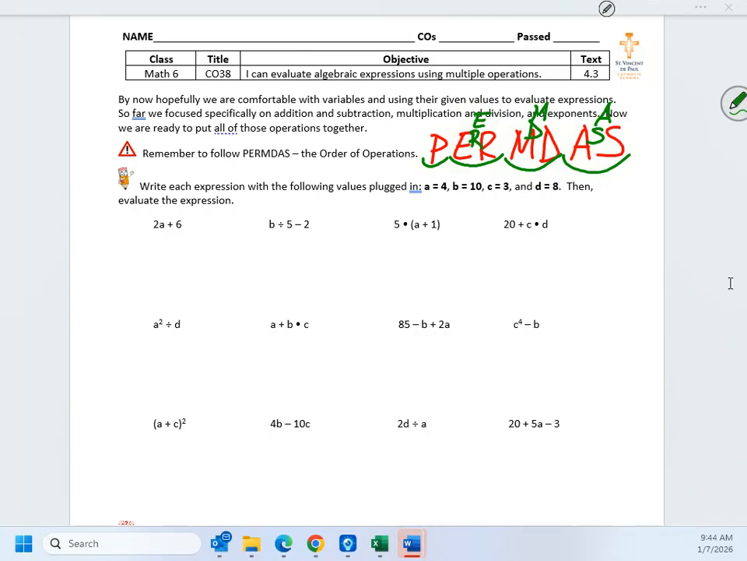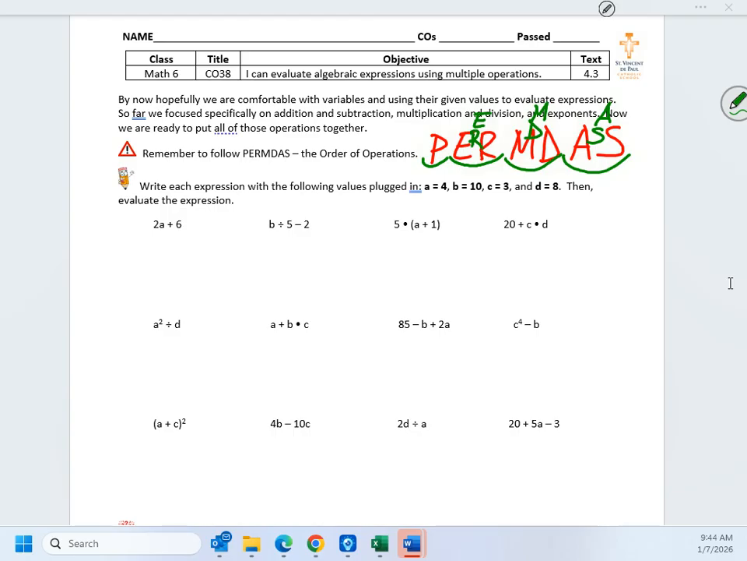I always have students get confused by that, and they say, well, it's addition before subtraction, but it's not actually before. We like to say PERMDAS because it gives us a nice little acronym to remember. But really, they're the same levels, so it's whichever one comes first. Do not forget that. Tricks people up all the time.